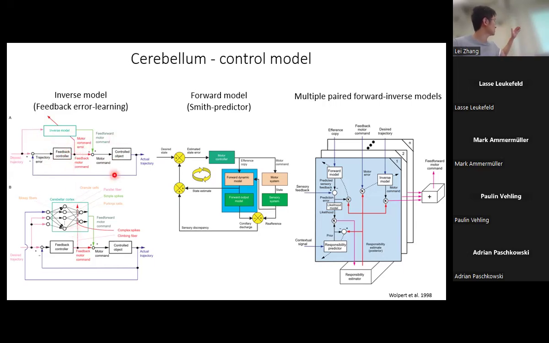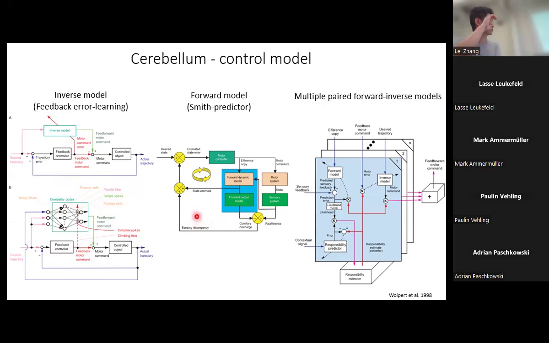But here they want to relate these control blocks to different parts of the cerebellum. For example, they consider the cerebellar cortex related to the inverse model. And this climbing fiber carries feedback information to the cerebellar cortex, so they match the climbing fiber as the error signal to this inverse model. And they also map other fiber types to the control scheme. Okay.